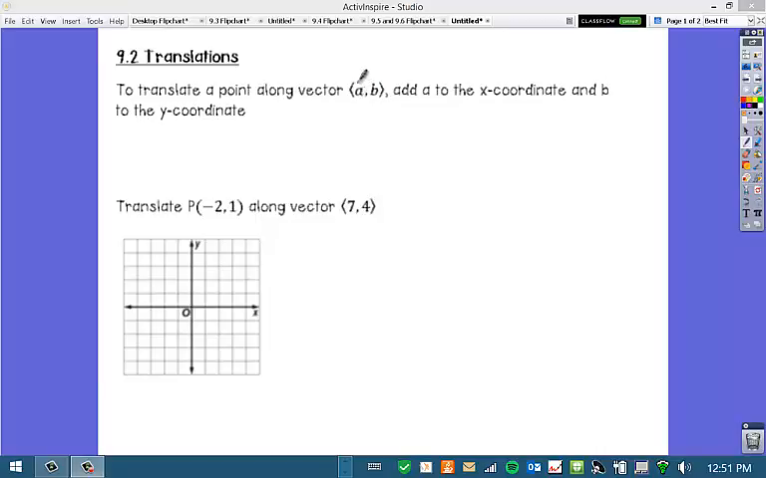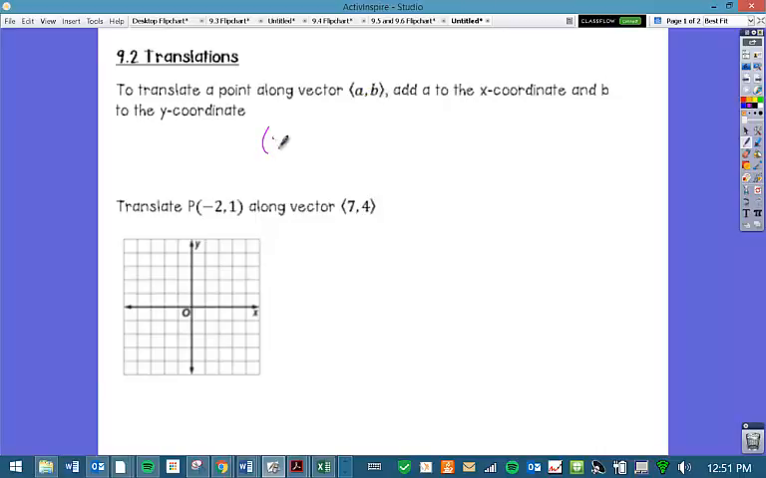This first number has to do with moving left or right. It has to do with moving in the x direction. When x is positive, that's to the right. When x is negative, it's to the left. So if A is positive, you're moving to the right. If A is negative, you're moving to the left. So we're going to take our point (x, y), and we are going to add A to the x coordinate. Take A out of your vector and add it to the x coordinate of your point.